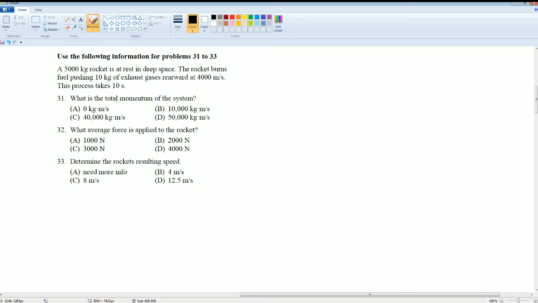I know the momentum issue. Let me take a look here. So we have the rocket, alright? And the rocket is at rest. So the mass is 500 kilograms, and it's at rest. At rest. Does that mean a equals 0? a that's equal to 0. Well, not sure.